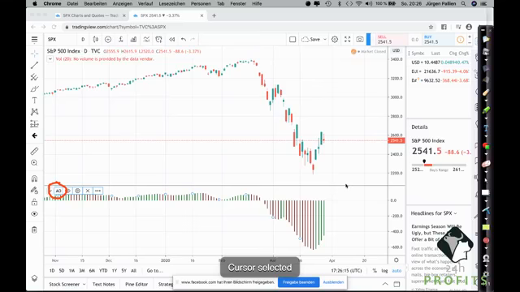So the Awesome Oscillator is what we call a momentum indicator that tells us when momentum is changing from, let's say, up to down, and we can use it to generate some trading signals. But first of all, let's talk about what the AO, or the Awesome Indicator, actually does.